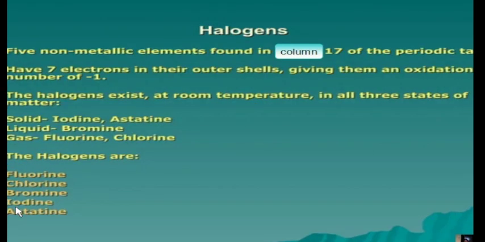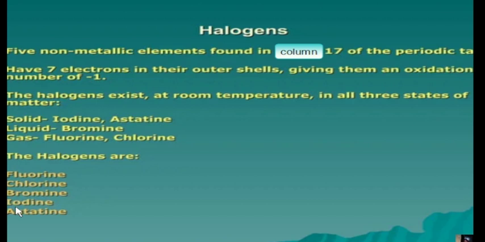We talk about your halogens, which are found in column 17. They have 7 electrons in their outermost shell, and this implies that they can either give off 7 electrons or accept 1. When they accept 1 electron, they have an oxidation number of -1. Halogens exist at room temperature in all 3 states of matter. For instance, iodine and astatine are solids, bromine is a liquid, and fluorine and chlorine are gases.